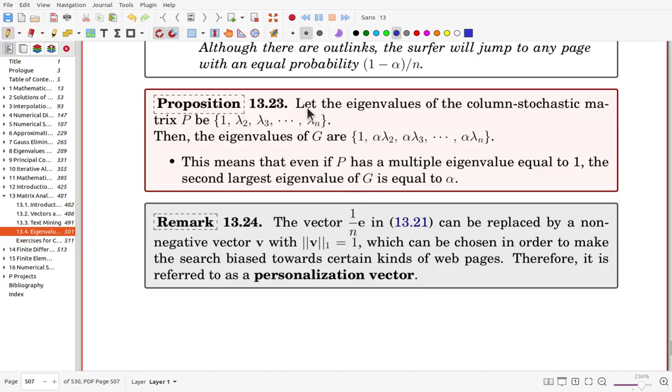Here we have a proposition. Let the eigenvalues of column stochastic matrix P be given in this way. Then the eigenvalues of G, along with this linear combination, now become like that. So even though here lambda 2 has length 1, now after multiplication by alpha, the whole length is strictly less than 1. Right?